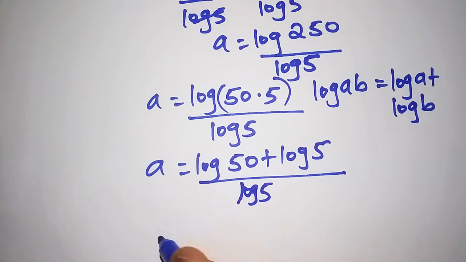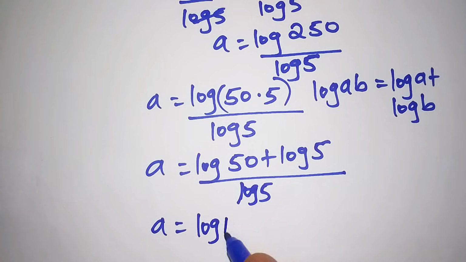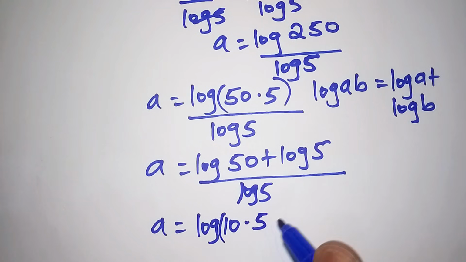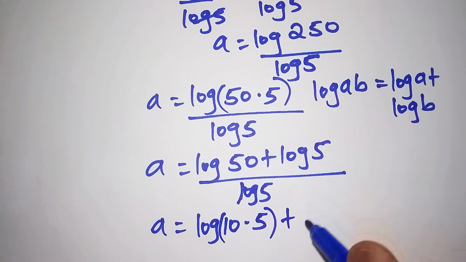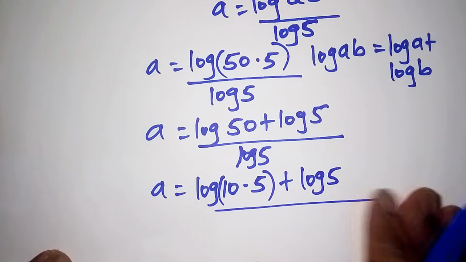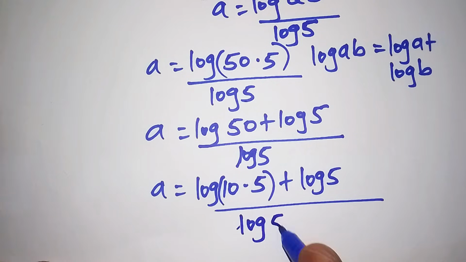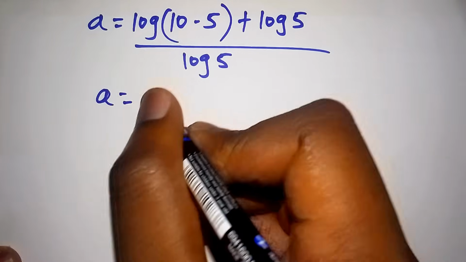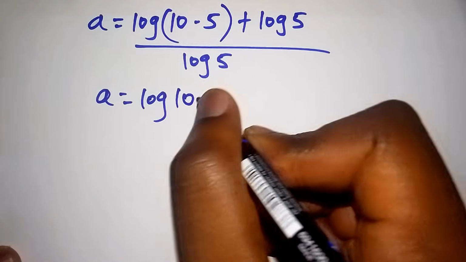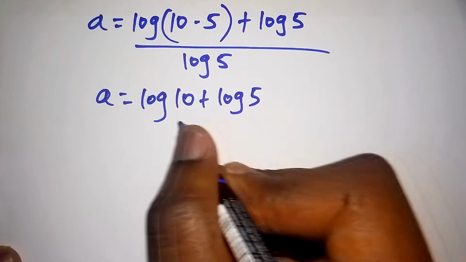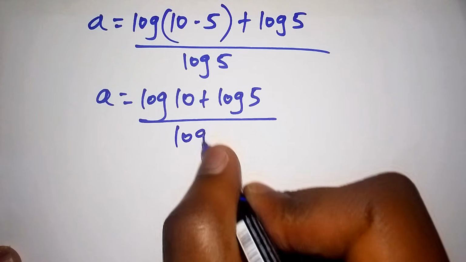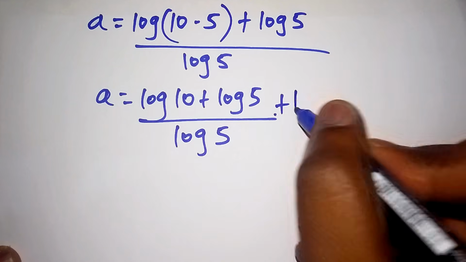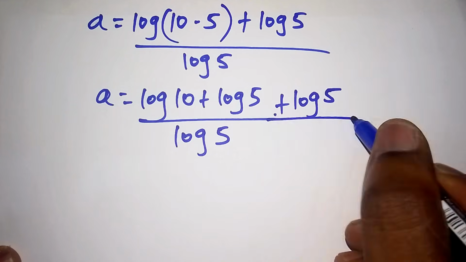Next I shall say that a is equal to, log 50 can be written as the log of 10 multiplied by 5, then into bracket plus the log of 5, all over the log of 5. Next we shall say that a is equal to the log of 10 plus the log of 5, all over the log of 5, then plus also the log of 5. So we can now extend this to that point.